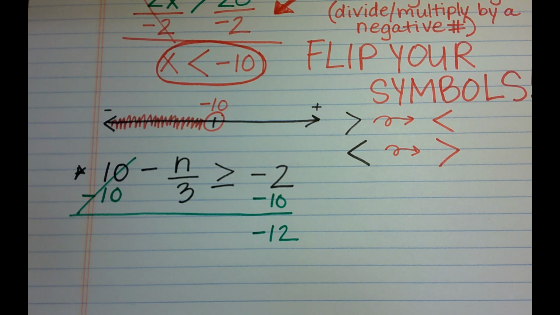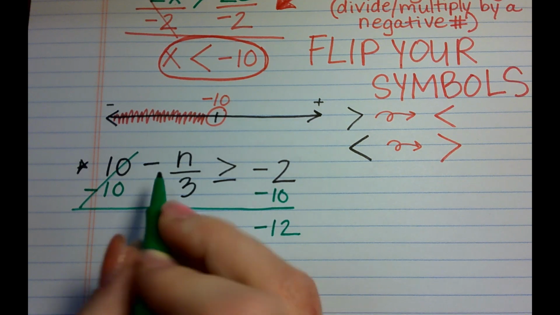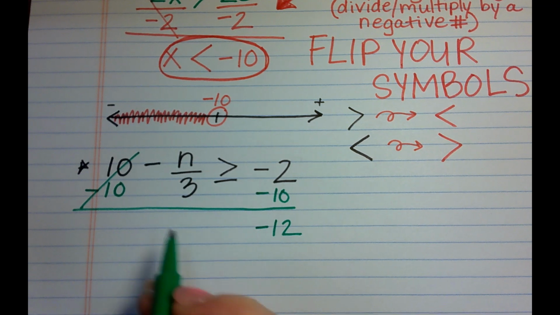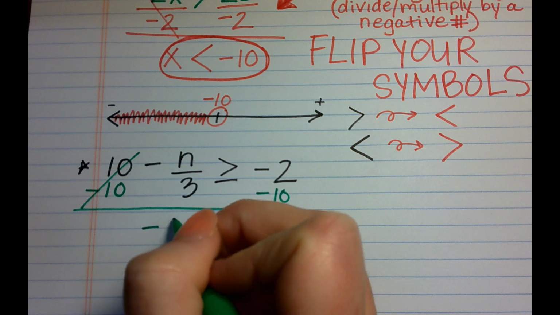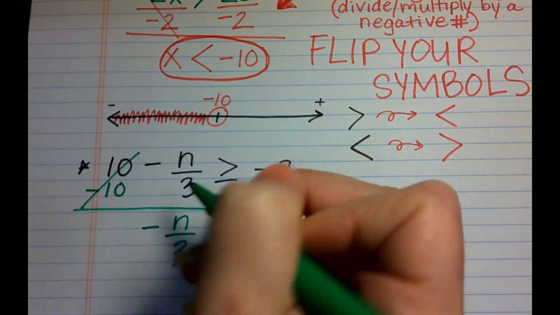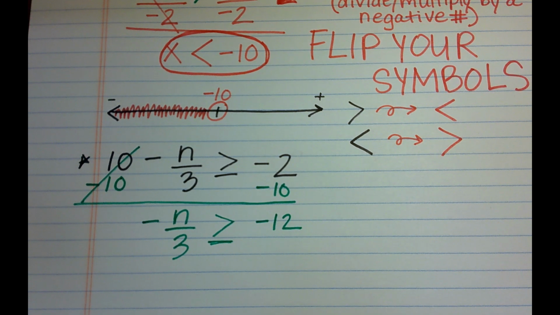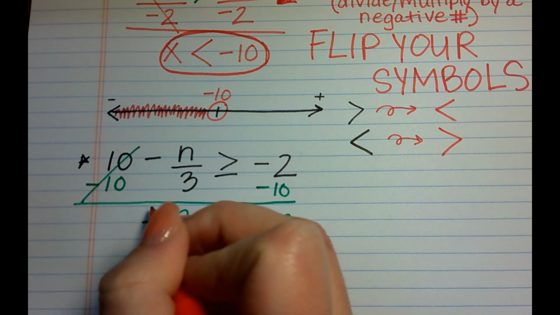What gets brought down over here? The n over 3. Negative n over 3, because we're subtracting n over 3. It's 10 minus n over 3, so we keep that minus sign because it's to the left of it. We keep the symbol too. We haven't changed the sign of our n yet. So now I have negative n over 3 is greater than or equal to negative 12. So we're multiplying negative 12 by 3. Yes. So let's get that n by itself. Let's get rid of 3. Times 3.